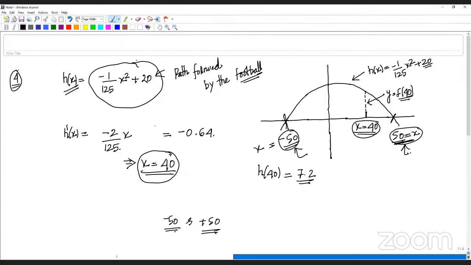In the beginning, it says that a football player kicks a ball from the ground. So the ground is basically your x-axis. To find the position of the other player, you need to find the points where this parabola touches the x-axis. That is equivalent to finding the roots of the parabola. That is what we are doing, trying to find the roots of the parabola.